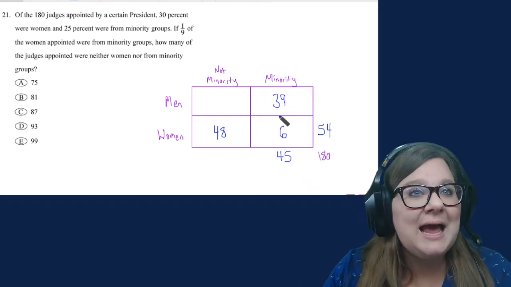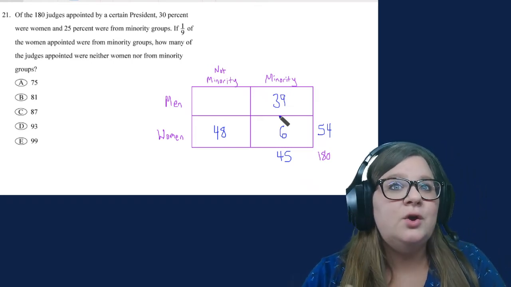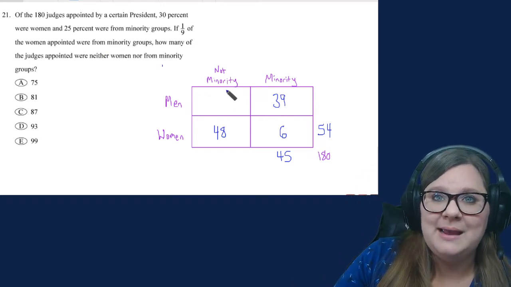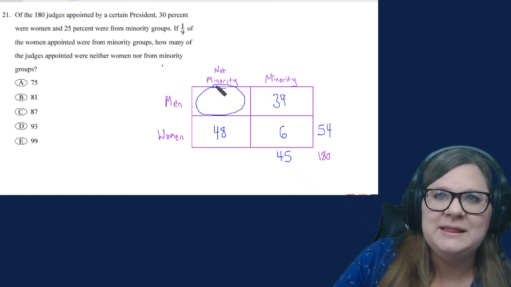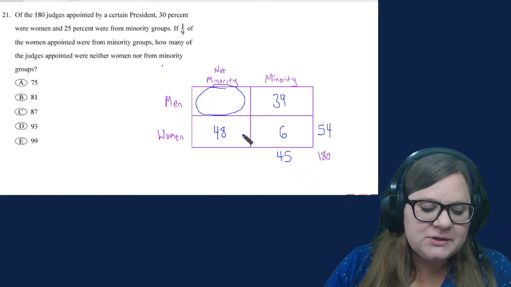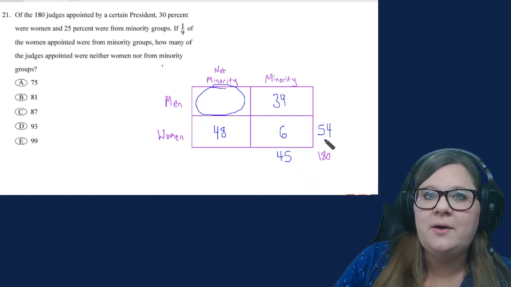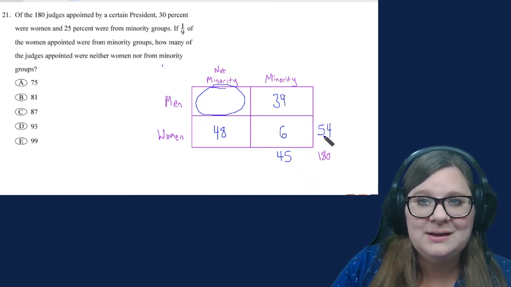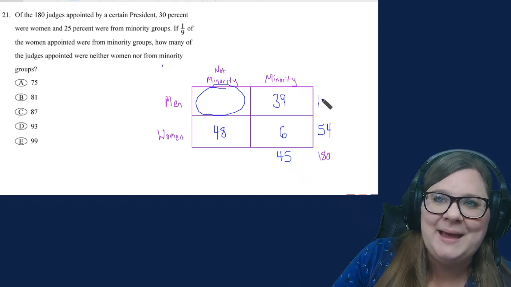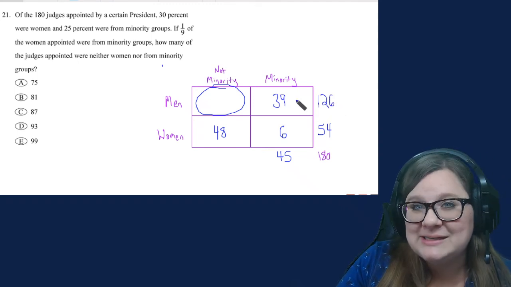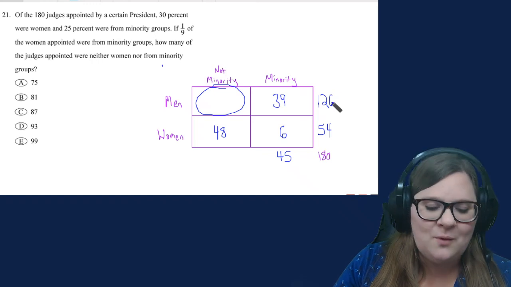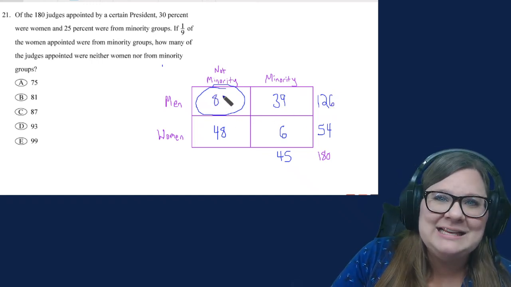Now, our question is how many judges appointed were neither women nor from minority groups? So, not women means male, and not minority would be this right here. I still need to figure out what that value is. One way I can do that is to say, if 54 women were included, how many were left over? Well, there are 126 men. Out of those 126, 39 were in minority groups. So we subtract it from 126, and we get 87.